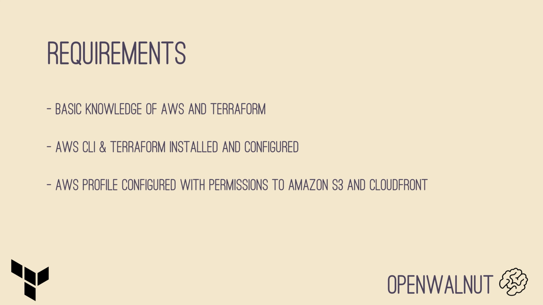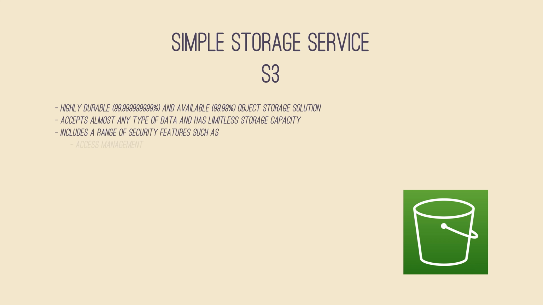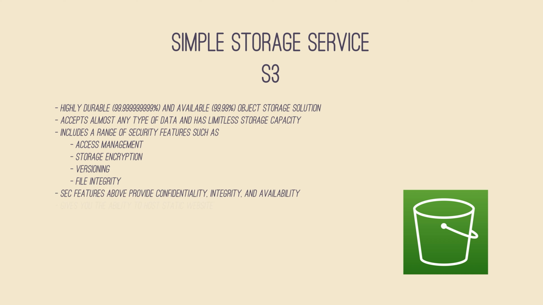Preceding the lab, however, let us discuss what these components are and why they're used in combination with each other in relation to security. Amazon Simple Storage Service, S3 in short, is a highly durable and available object storage solution. S3 accepts almost any type of data and has limitless storage capacity. Furthermore, S3 provides a range of security features such as access management, storage encryption, versioning, and file integrity. The benefits discussed so far provide confidentiality, integrity, and availability of data, which covers all three CIA principles. Last but not least, S3 gives us the ability to host static websites.